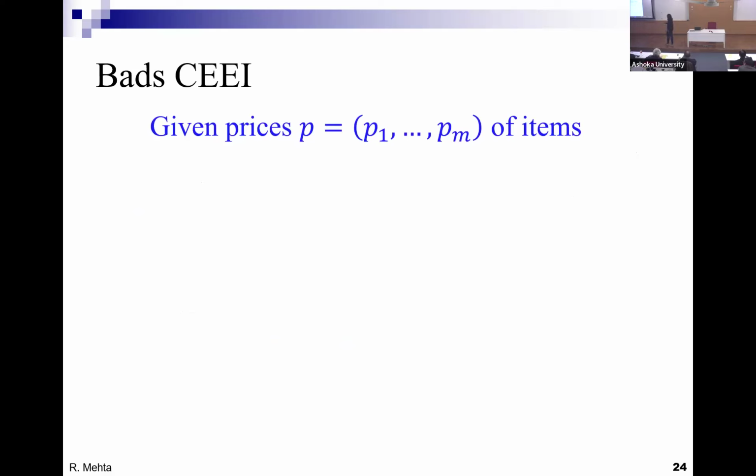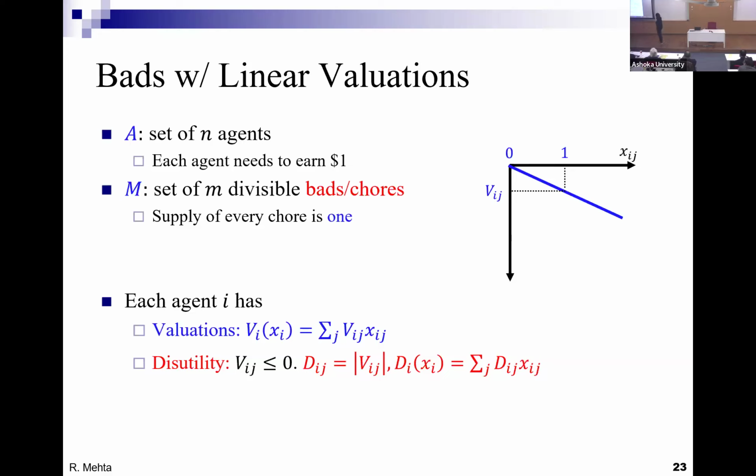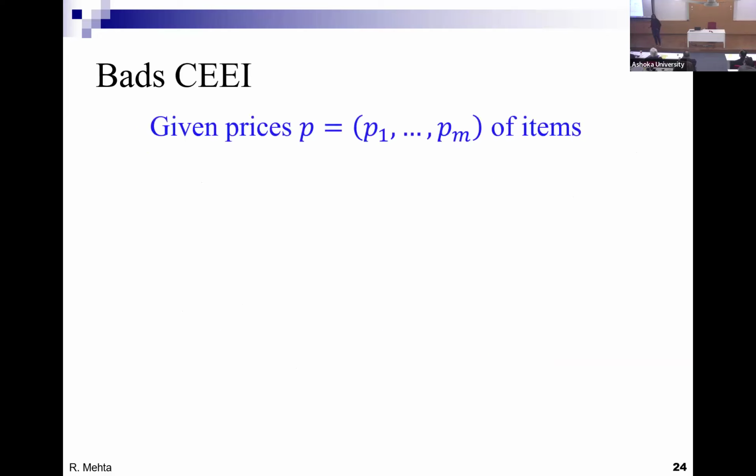Okay. So what is an equilibrium now? Given prices, remember, agents are going to buy or consume a bundle that minimizes their disutility, subject to the fact that they need to earn $1. So if you are faced with a bunch of payment options for different types of tasks or chores, and you want to decide what to do so that you have minimum unhappiness and you earn $1, which one will you go for?